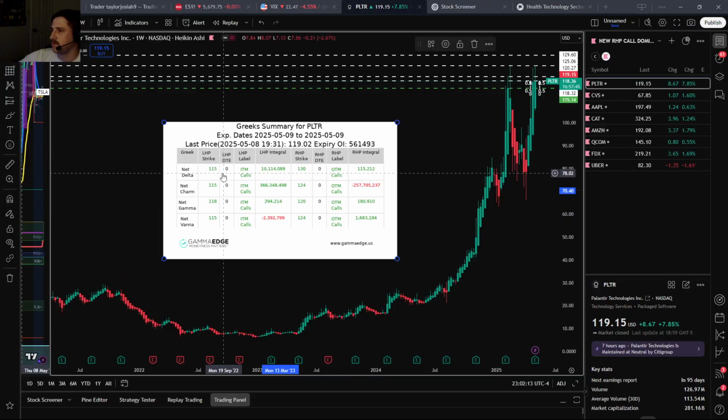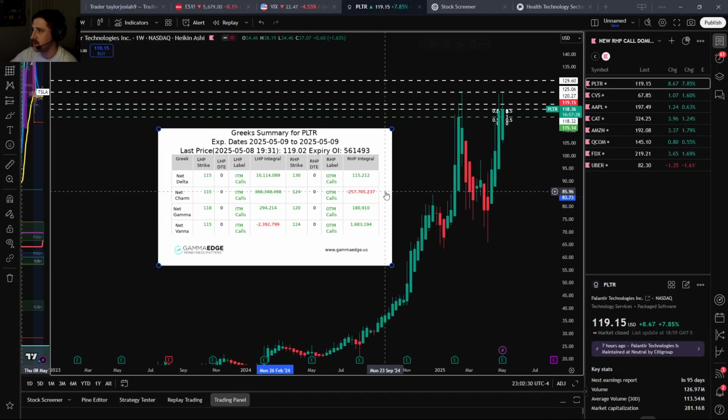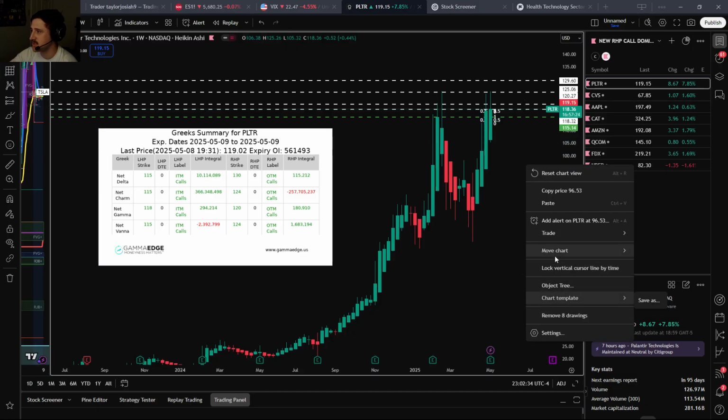Alright, so we have 150, 115 below us. This is a huge support beneath us. I don't ever remember seeing this amount of money, this amount of calls below us in terms of deltas. That's a huge value. And we can see that on the weekly, we do have some sort of resistance here.